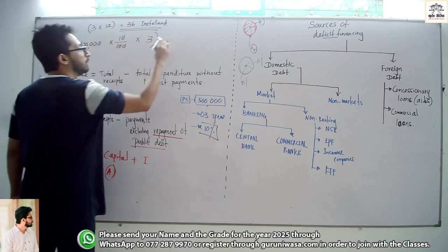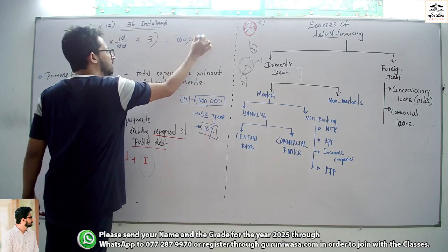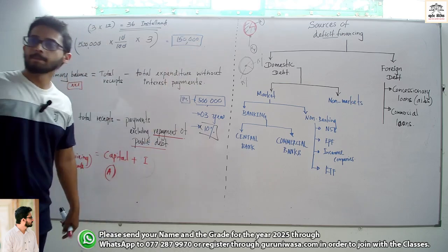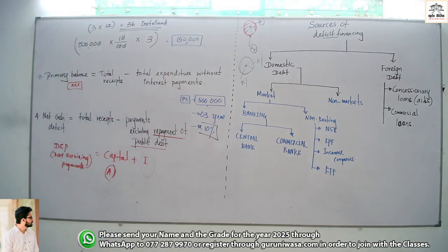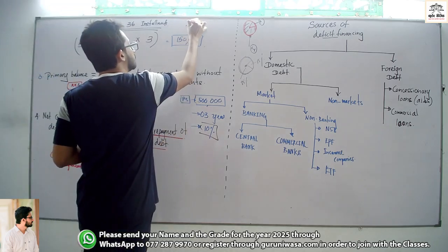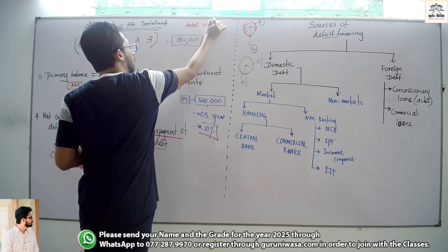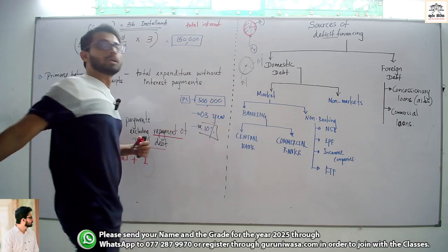50,000 into 3, right? How much? 150,000. Sandil, what is this 150,000? Sorry, what is 150,000? Yes, the total interest of this loan, children. Total interest.